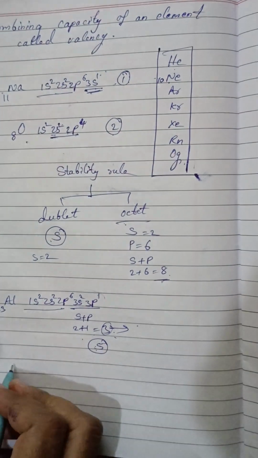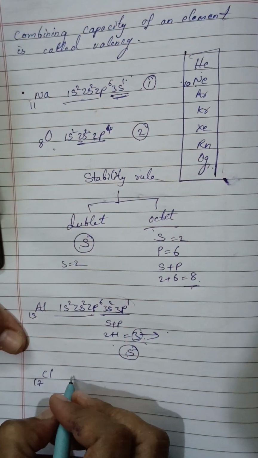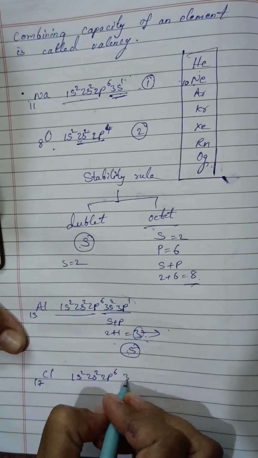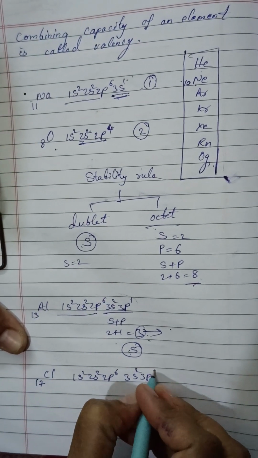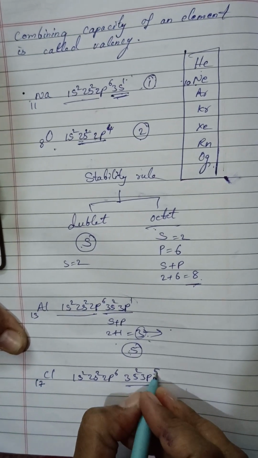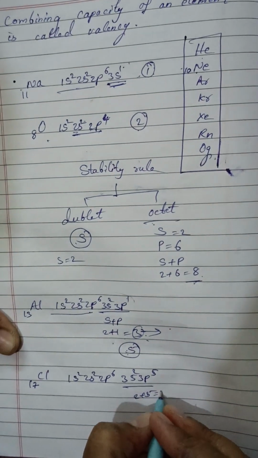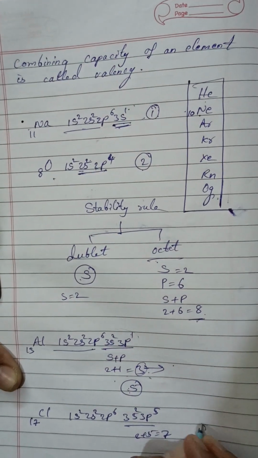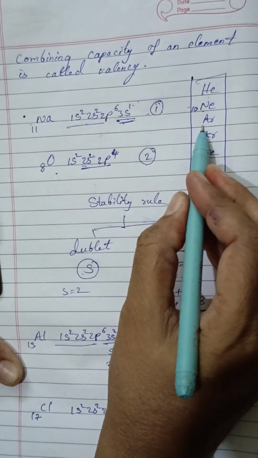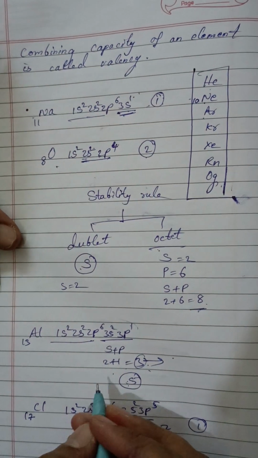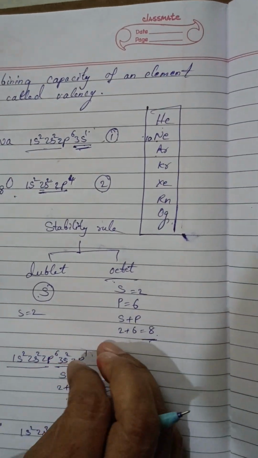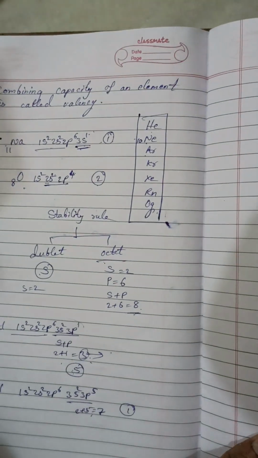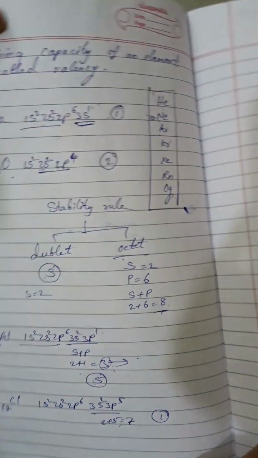Now chlorine, atomic number 17. The configuration is 1s2, 2s2, 2p6, 3s2, 3p5. Here s plus p means 2 plus 5, that is 7. So it cannot lose 7 electrons to become like neon. Instead, it can take 1 electron to become like argon. Elements either lose or gain electrons to become stable like this. By seeing this, we can find the valency of the s and p blocks in the periodic table.